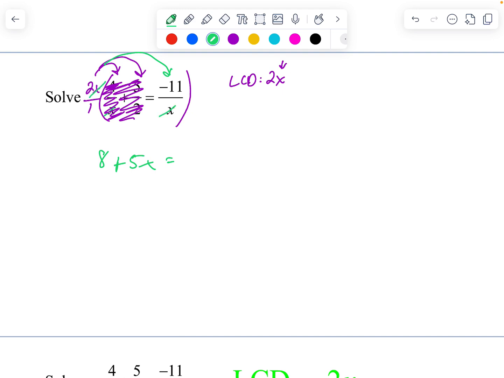2 times negative 11 gives me negative 22, and now it's a very easy solve for x problem where I subtract 8 from both sides and I get 5x is equal to negative 30. I divide both sides by 5 and we get x equals negative 6. And that's my answer.